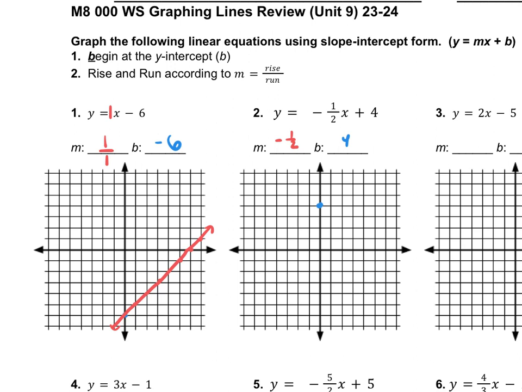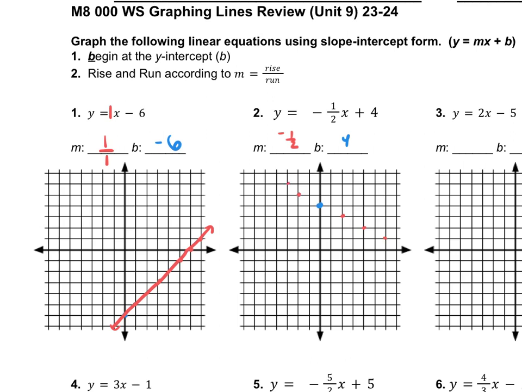So what I like to do is I actually like to write that negative sign with the rise. And so what this means to me is that I'm going to rise down 1, but I'm going to run +2. So from here, I'm going to go down 1, but then right 2. And then I can see how connecting these points would make it a negatively sloped line.